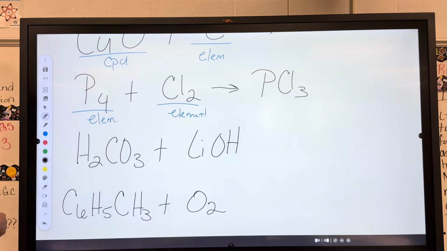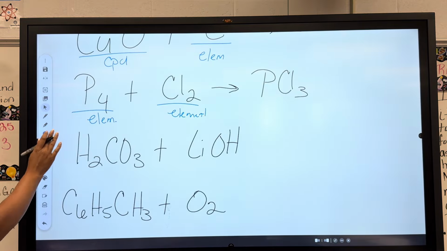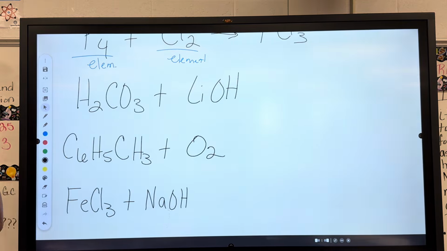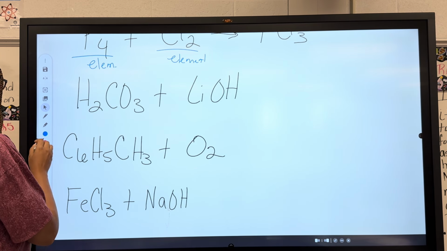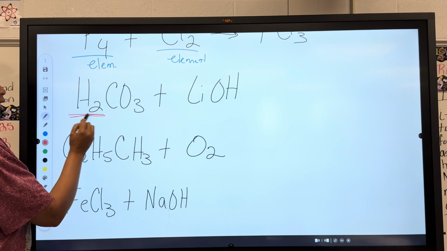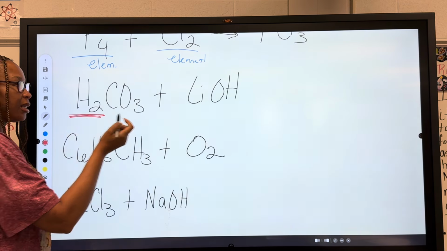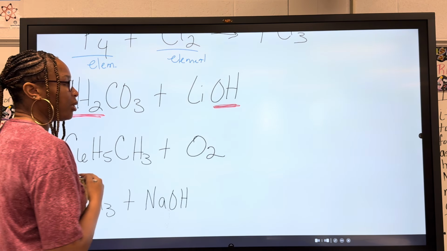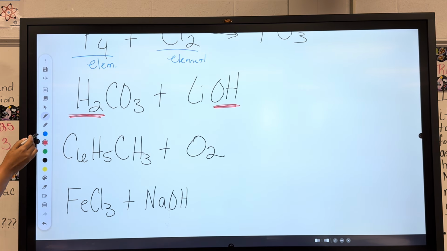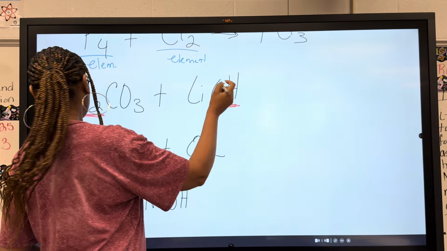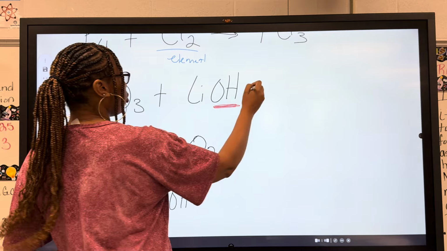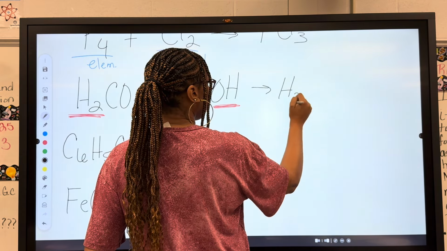All right, now the next one we should be able to identify as an acid-base neutralization, which is a special type of double displacement. How do I know it's acid-base? Well, the first element in this compound is hydrogen, so that lets me know it's acidic. And I see the hydroxide here, which lets me know it's a base. When that hydrogen comes with that hydroxide, it is going to produce water. And this is why it's called an acid-base neutralization.